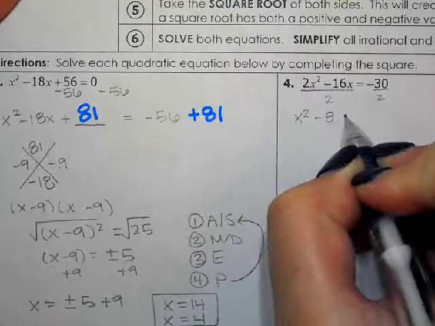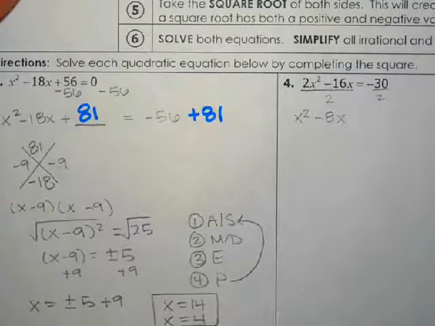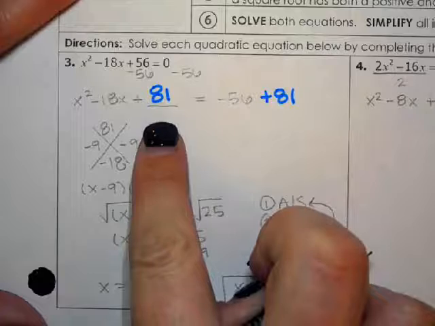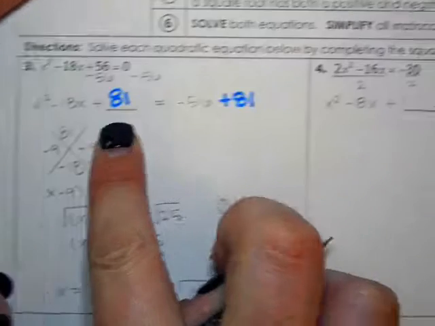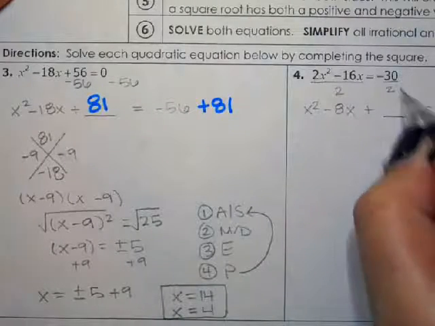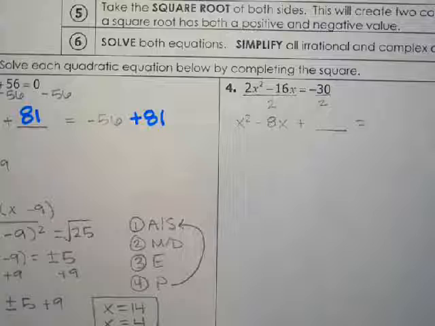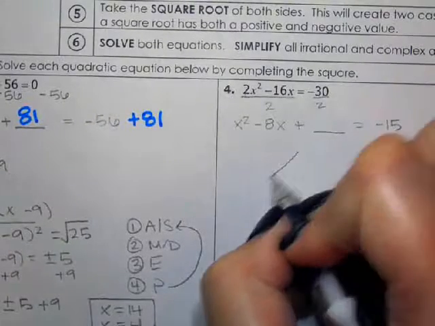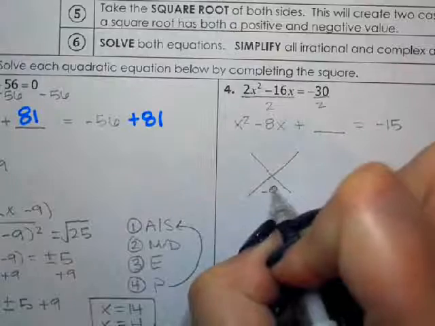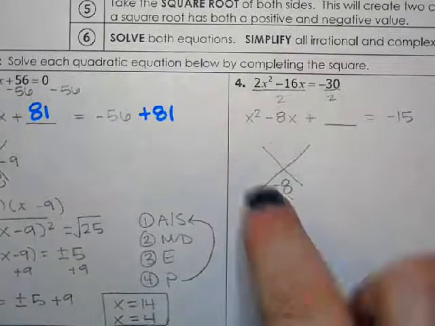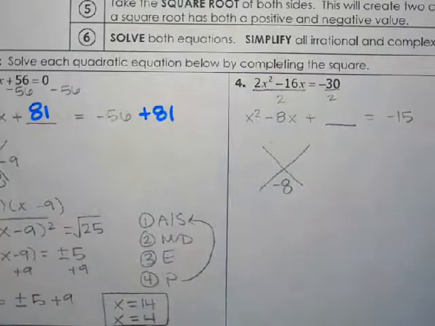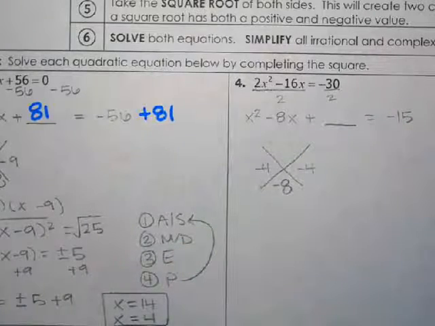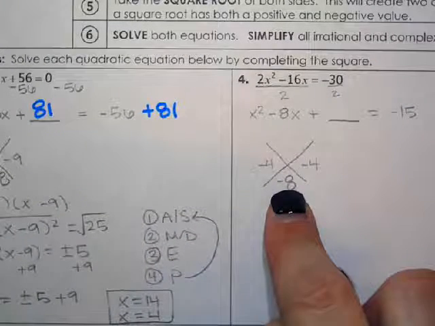Okay, and now I'm going to leave my blank spot just like I did over here. And then I have a negative 30 divided by 2. What's negative 15? Okay. So now I'm going to think about what I need to do here. I got negative 8 on the bottom. So what two numbers should it be? Negative 4, negative 4. So for it to add to negative 8, the two numbers must have been negative 4, negative 4.